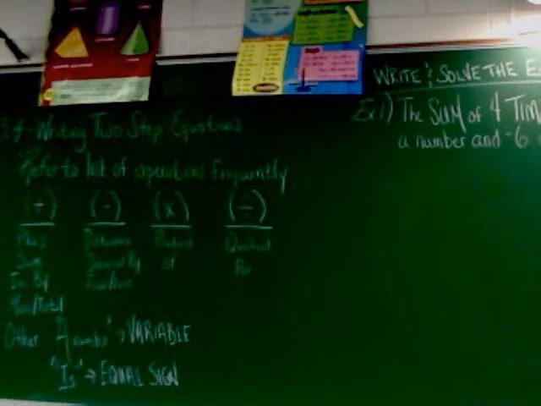Underneath other, you'll find a number. A number is where you're going to drop in the variable, whatever variable you choose to work with. And where you see is, that is going to become an equal sign.